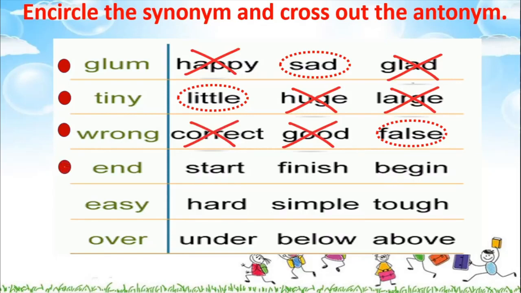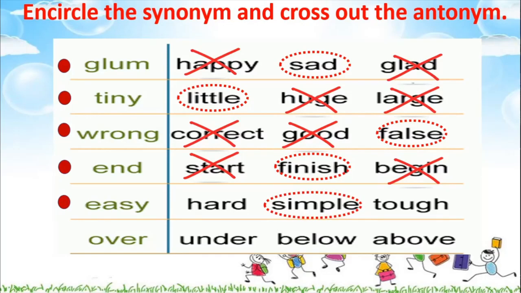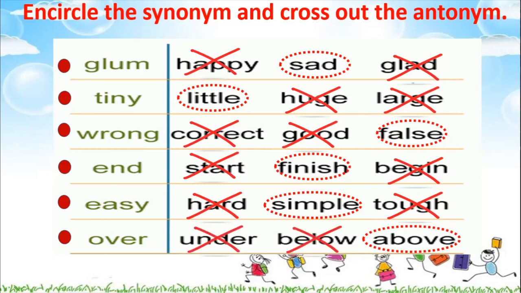End. Synonym, finish. Antonyms, start and begin. Easy. Synonym, simple. You saw on the paper, exam was simple. It was easy. And when it is difficult, what will you say? It was hard. You will say it was tough. So these are the antonyms. Over. Okay? Under. Below. Above. So above is the synonym, and under and below are the antonyms.